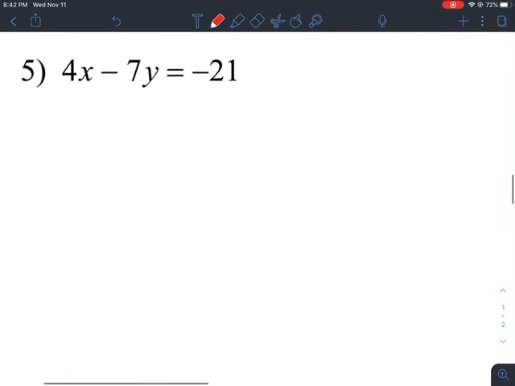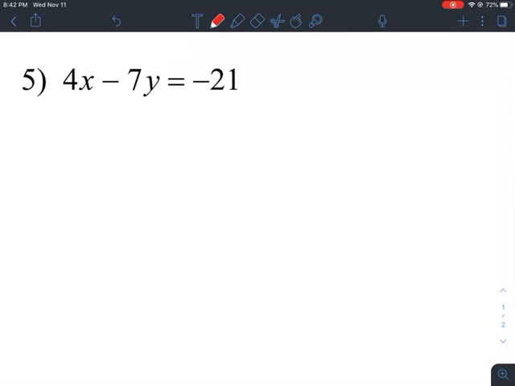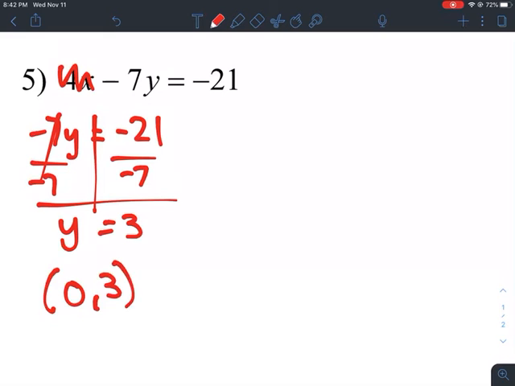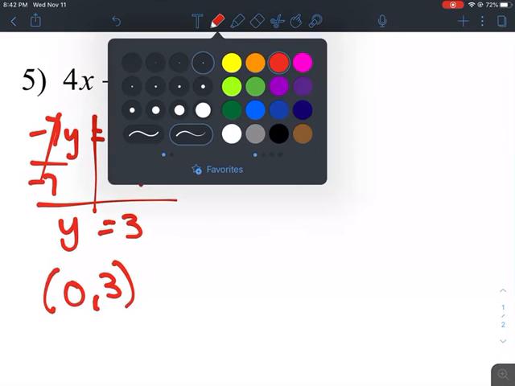Okay, this one, same concept. I'm going to plug in 0 for x to get the y-intercept. So I divide both sides by -7, and I get y equals 3. So my y-intercept is the point 0, 3. Don't forget that intercepts are points. They're not just numbers, right?